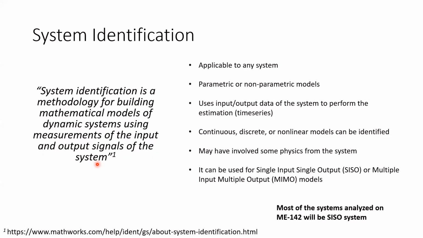And based on this input and output data, we should be able to infer a transfer function model or a state space that explains, to some degree, the behavior of the system that we have right now. Some of the features of system identification is that it's applicable to any system. In real life, we are going to have to control some physical asset, and we only have those input-output streams. We can have parametric or non-parametric identification models. We're going to see how we deal with that in the next slides.